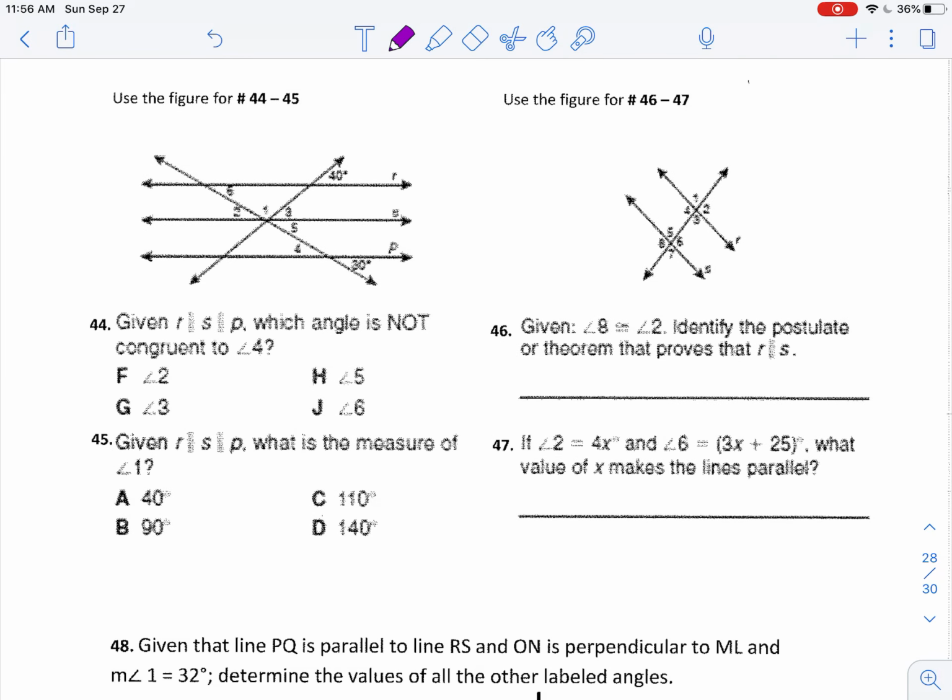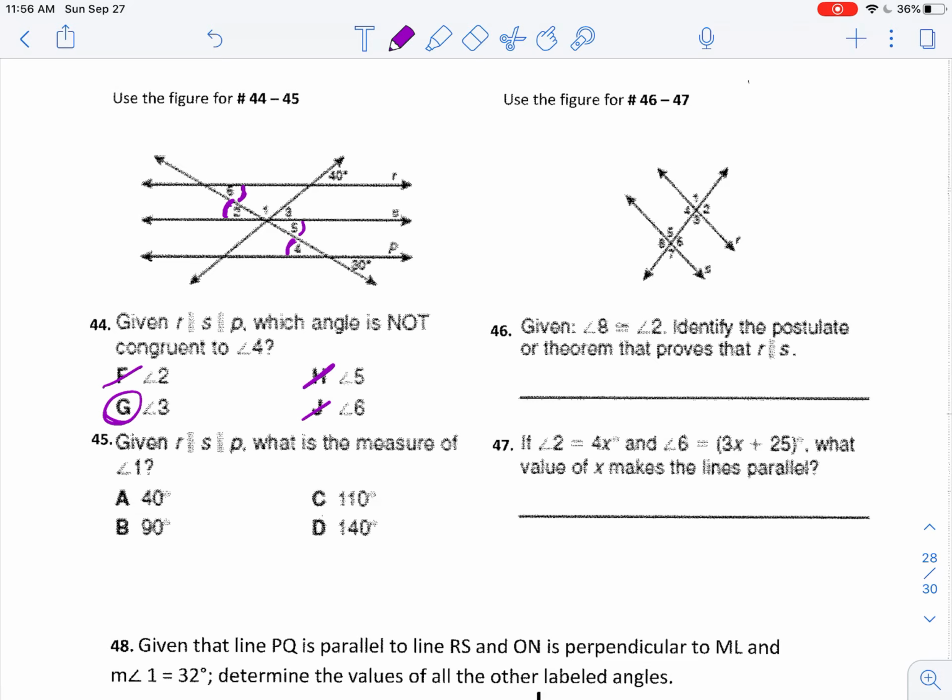All right, and the next problem says use the figure for 44 to 45. Given R is parallel to S is parallel to P, which angle is not congruent to angle 4? Okay, I'm looking at this angle right here. Angle 2 would be a corresponding, so that is angle, I'm sorry, I think this is an angle 6. That would be an alternate interior, so I'm going to knock out those two because those are congruent. Angle 5 is also alternate interior, so it must be angle 3.